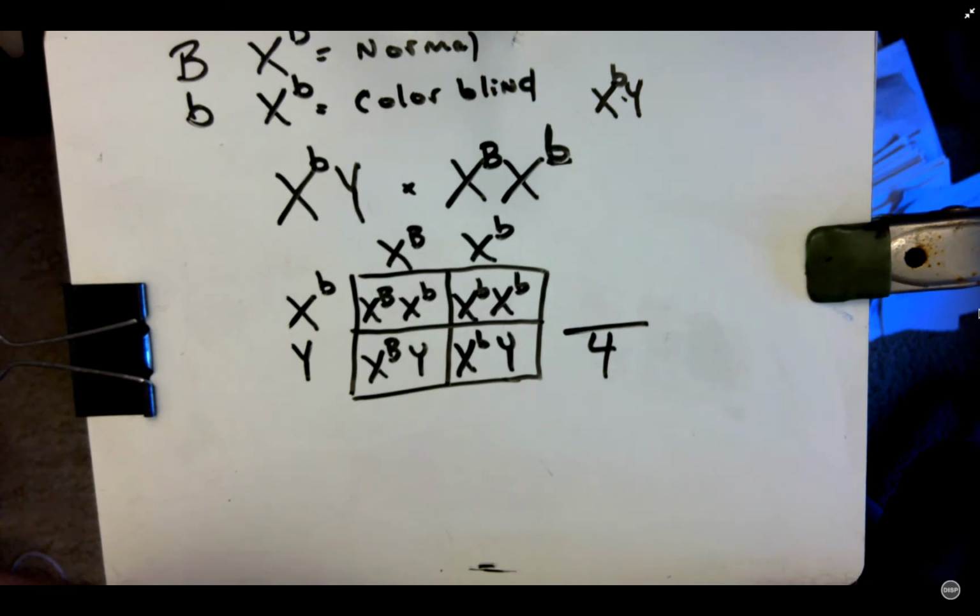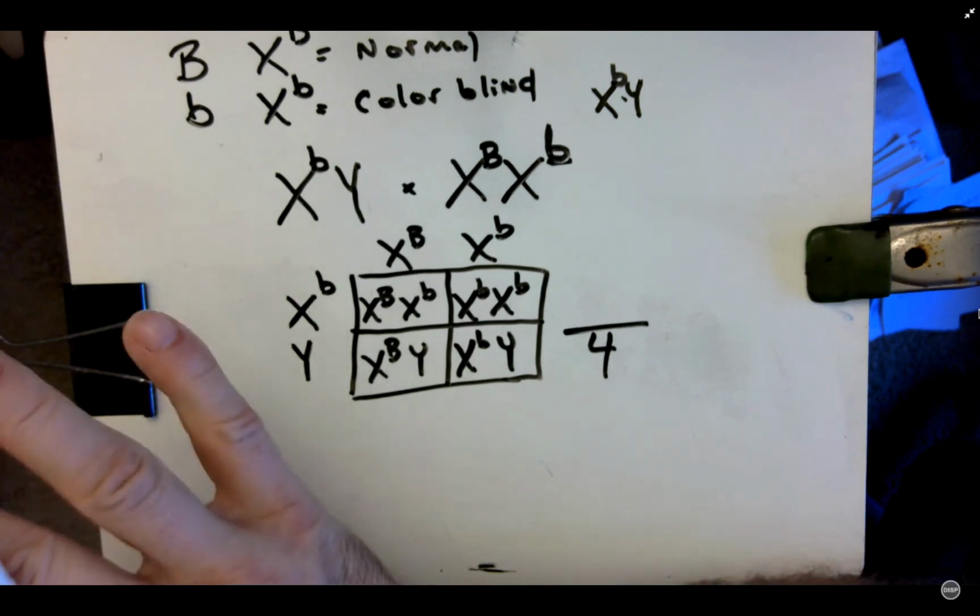What this question is asking is, they don't have a kid yet. We have no information about their kid. What we want to know is the chance that they're going to have a colorblind daughter. Notice that's different than saying, okay, they have their daughter, what's the chance that she's colorblind? Those are two very different ways of expressing two very different concepts.